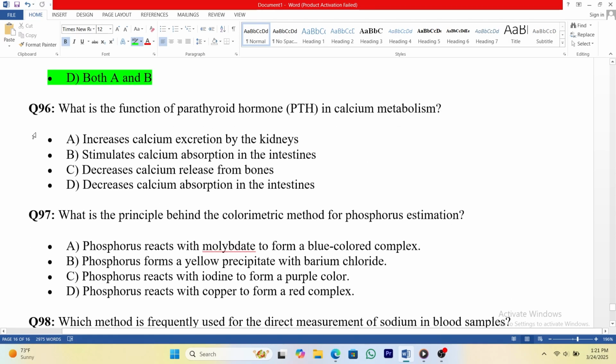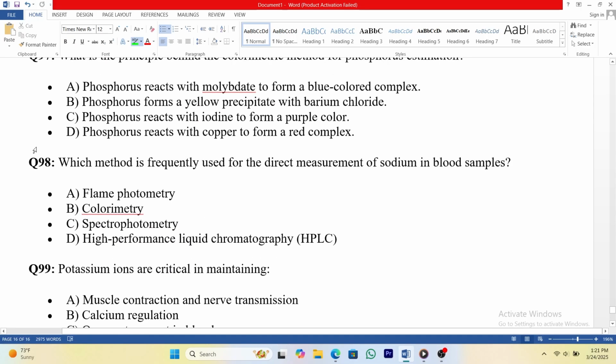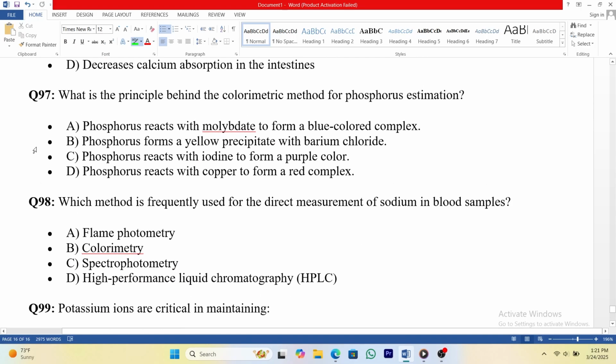96. What is the function of parathyroid hormone, PTH, in calcium metabolism? A. Increases calcium excretion by the kidneys. B. Stimulates calcium absorption in the intestines. C. Decreases calcium release from bones. D. Decreases calcium absorption in the intestines. Answer, B.